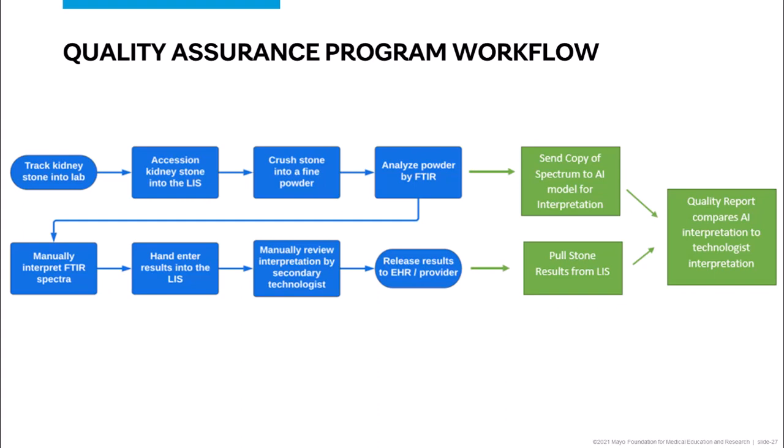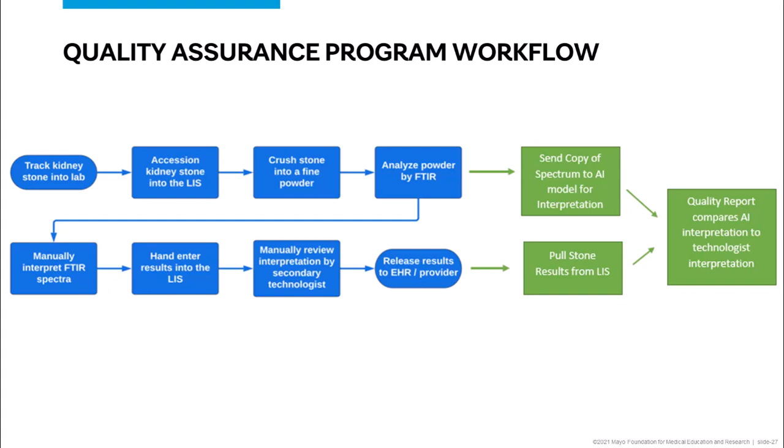For this study, we had our technologists report out stone results just like they've always done. They follow the workflow detailed in the blue boxes. However, in the background, we implemented our algorithms as a quality tool. As you can see in this first green box, once the spectra was generated by our FTIR instrument, we automatically sent an extra copy of the spectra to our AI models. Here, the model interpreted the spectra.